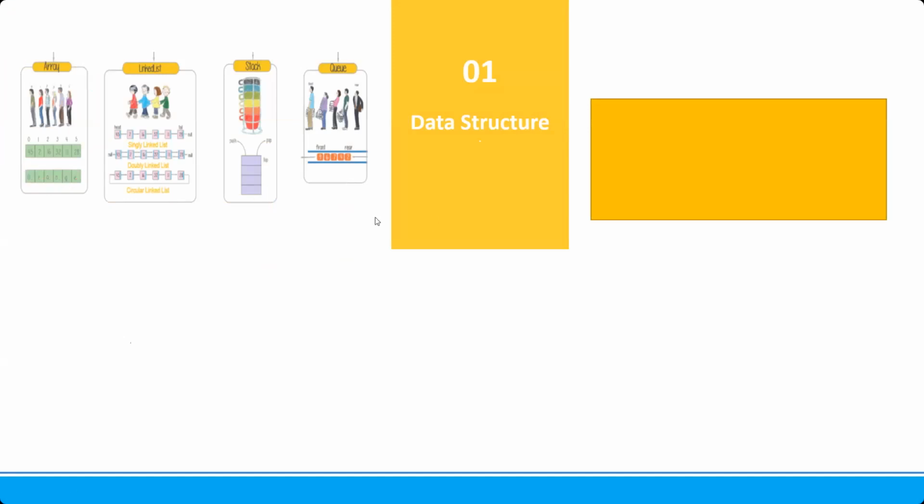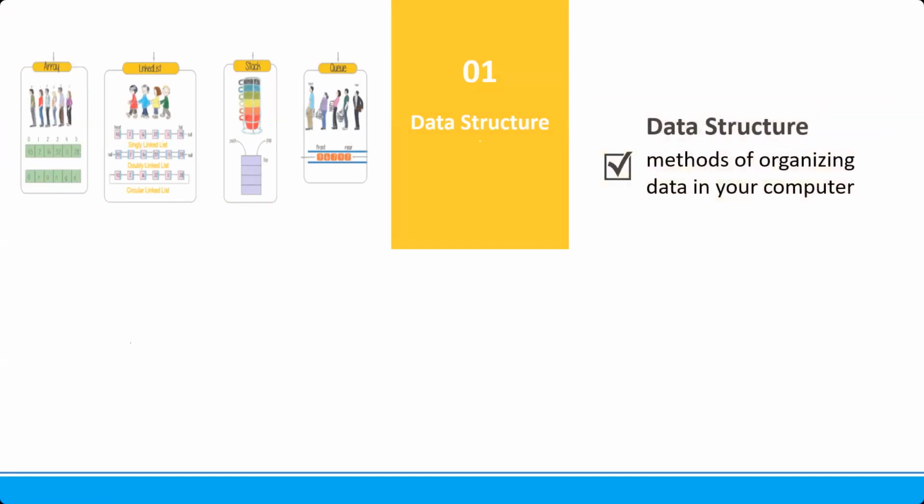So what is data structure? The data structure is a method of organizing data in your computer. It means when you want to save your data, there should be a structure, there should be a way, there should be a method.